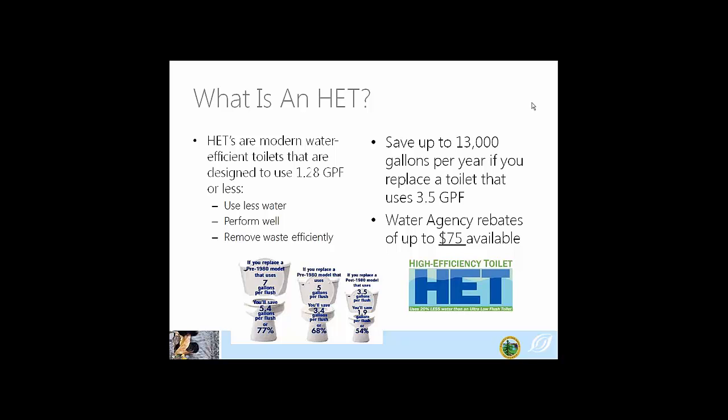Let's say you have one of those old toilets that I mentioned, the 3.5 gallons per flush. If you switch to 1.28, you could save up to 13,000 gallons per year. You also qualify for up to a $75 rebate if you have a high-efficiency toilet. So just to go over again, a high-efficiency toilet has one requirement, and that is it flushes at 1.28 gallons per flush.